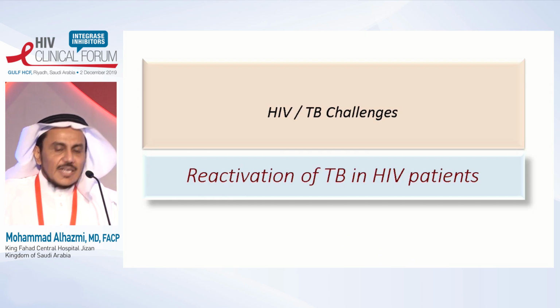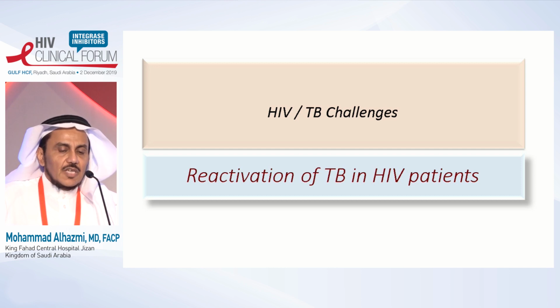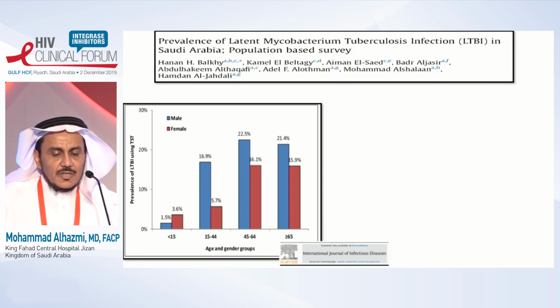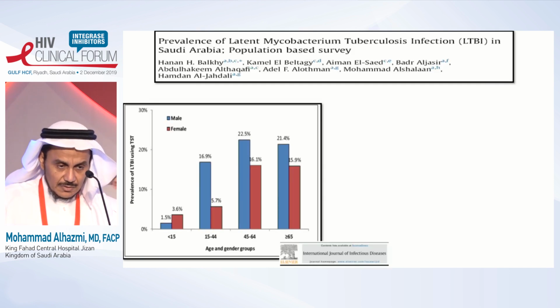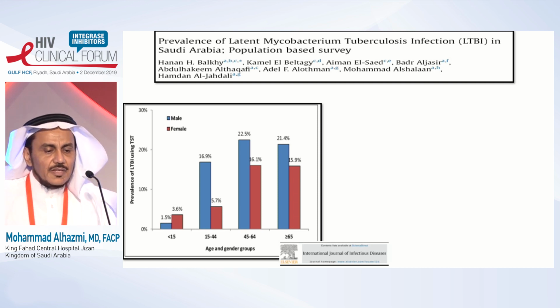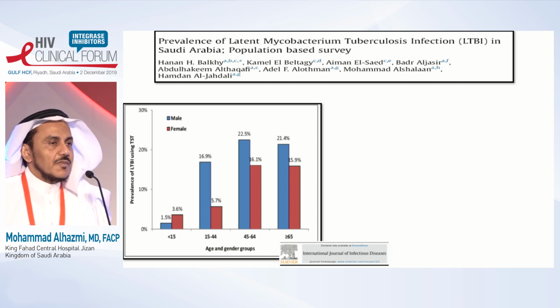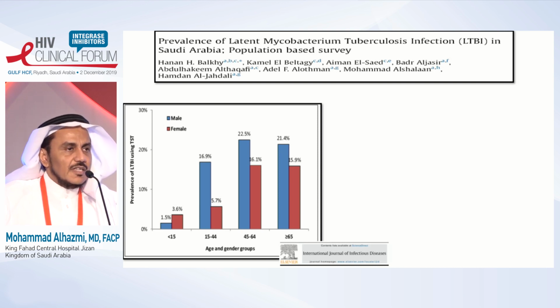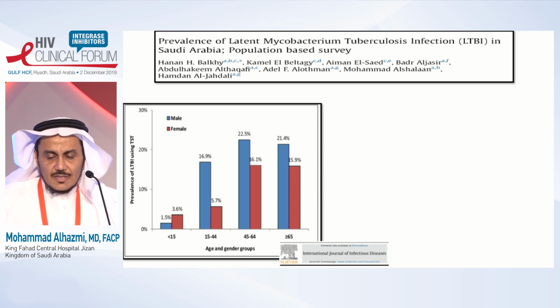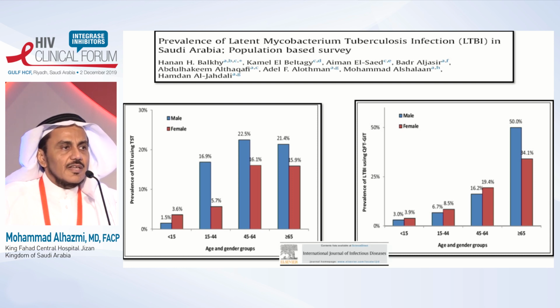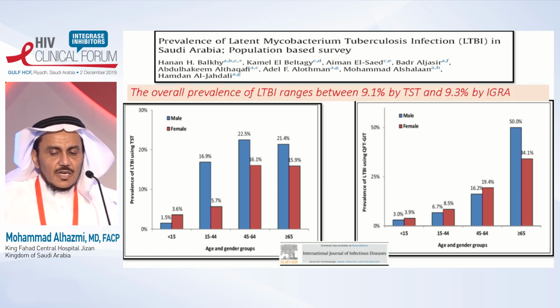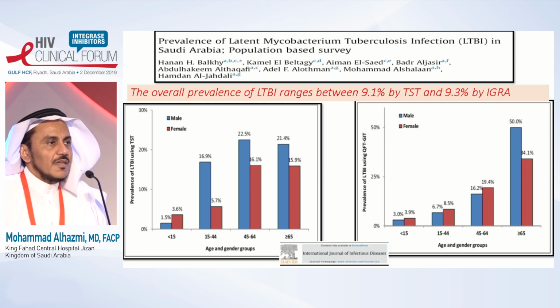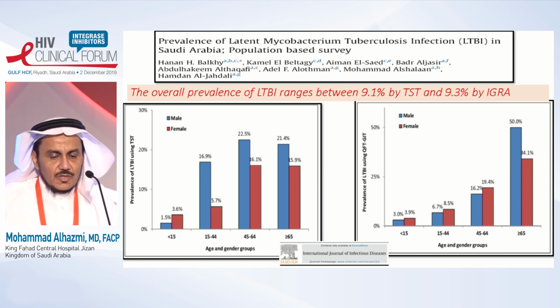The biggest problem is reactivation of TB in HIV patients. This is the data from Saudi Arabia by Dr. Hanan Balkhi. She's looking at the prevalence of latent Mycobacterium tuberculosis in the kingdom. She did it by skin test with a PPD skin test, as well as with a QuantiFERON test, and the two figures, ranging around 10% of our population, are having latent tuberculosis.